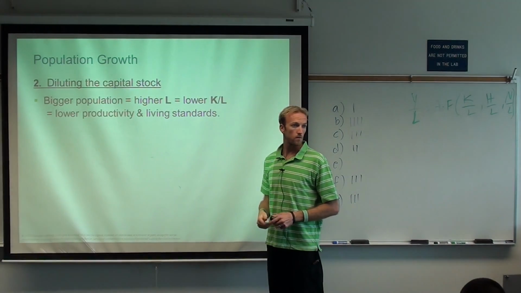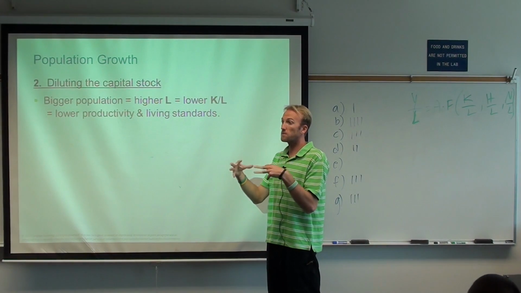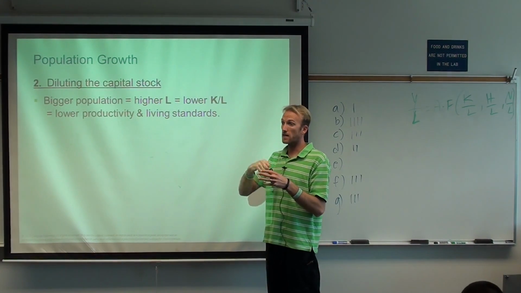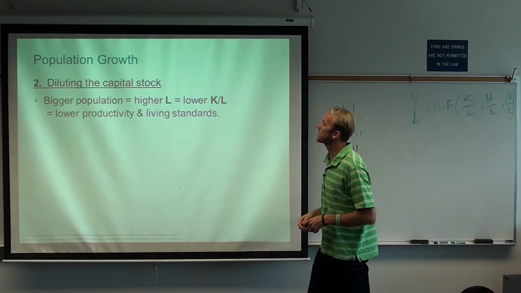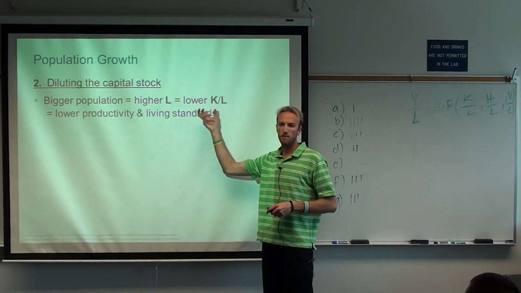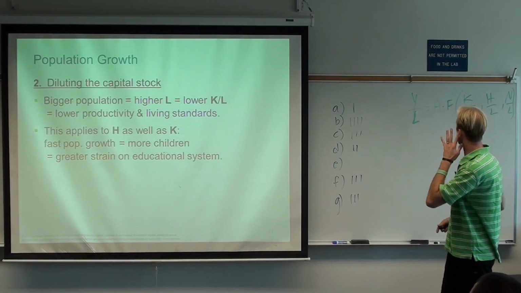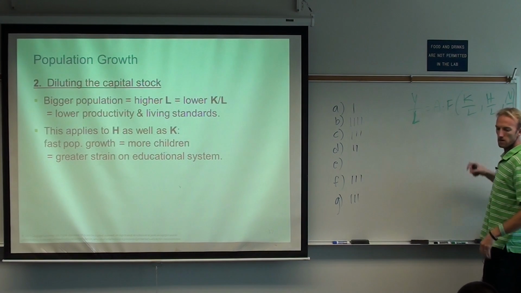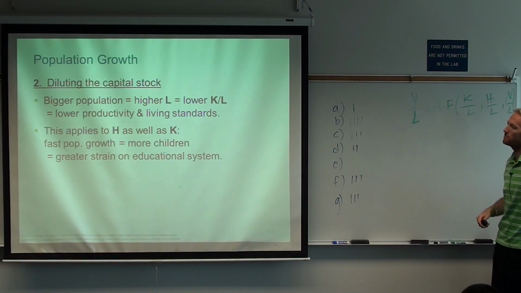work with, right? Because the total number of K in an economy can only be grown by saving. So if I have a big increase in the number of workers, my K over L goes down. So I'm going to have lower K over L, lower productivity, and therefore lower living standards. So any type of capital, both of these two guys suffer from this problem because L is on the bottom.